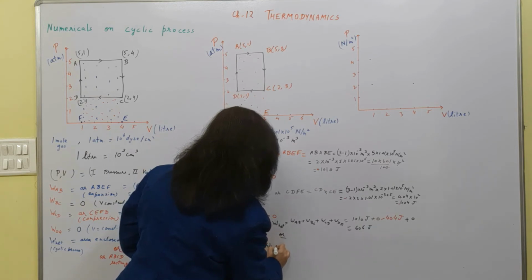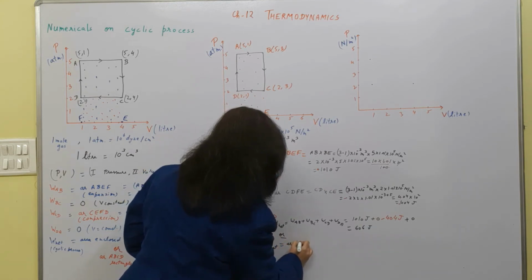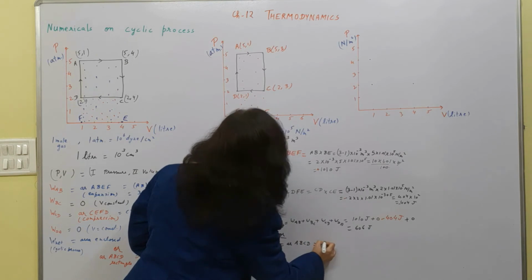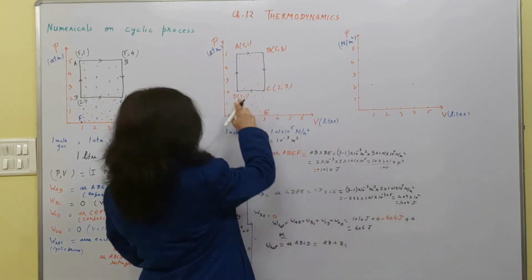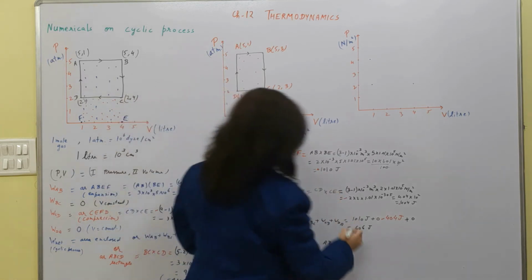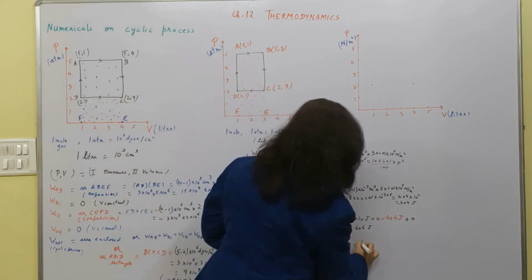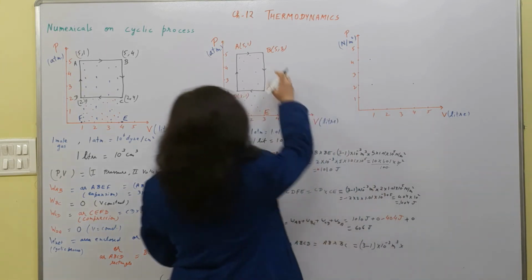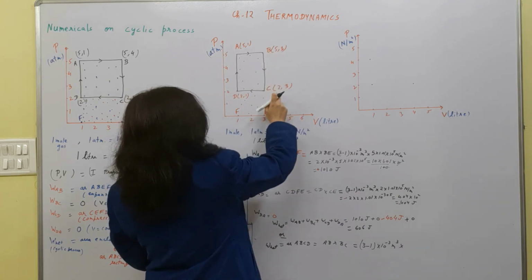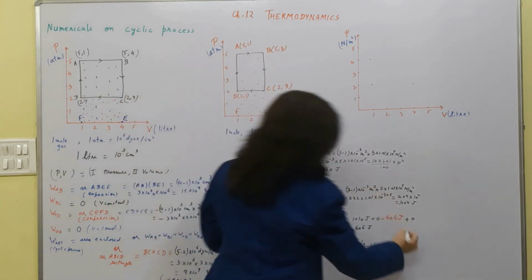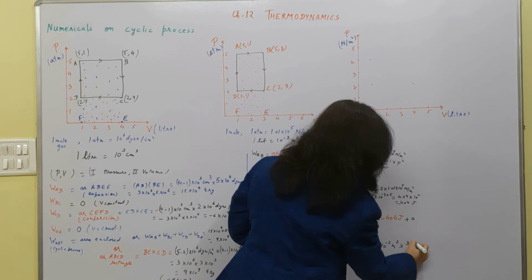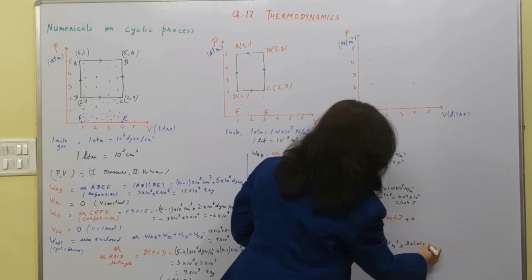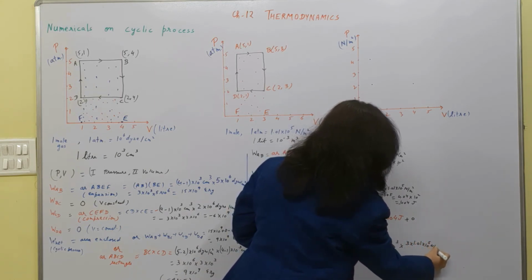W net is equal to area ABCD. This can be written as AB into BC. AB is how much? Is equal to CD. So this is 3 minus 1 into 10 to the power minus 3 meter cube into BC is what? This is 5 minus 2, that is 3. 3 atmospheres, that means 3 into 1.01 into 10 to the power 5 Newton per meter square.